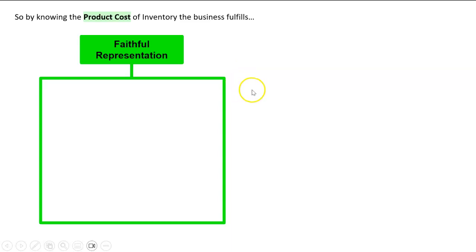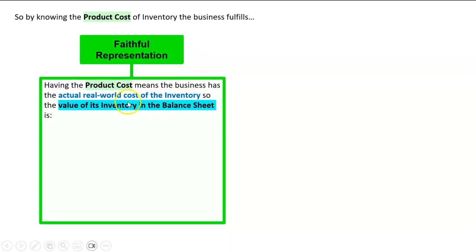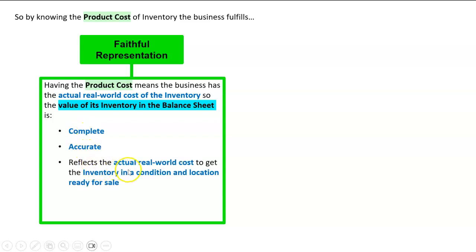What do we fulfill? We fulfill a qualitative characteristic called faithful representation. How so? Well, by having the product cost, this means the business has the actual real-world cost of the inventory. So the value of inventory in the balance sheet is complete, it's accurate, and it actually reflects reality. So the real cost of those Nike shoes wasn't $150. That doesn't reflect reality. It was $185. And we only could fulfill faithful representation if we had that product cost.